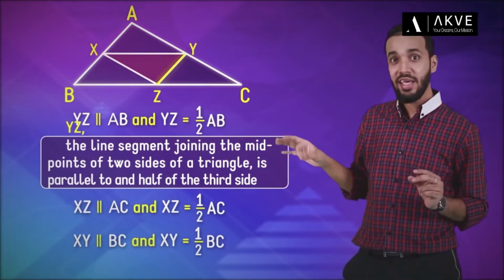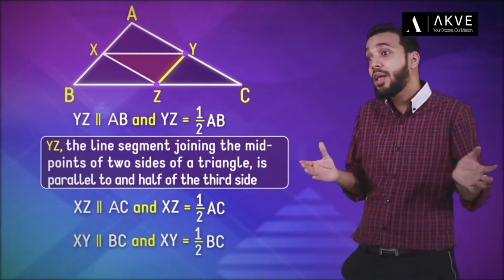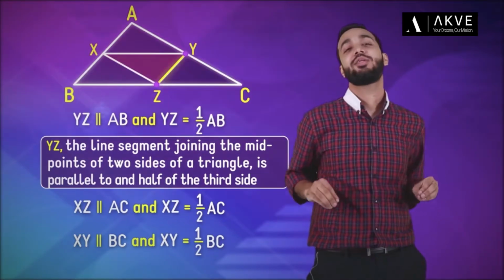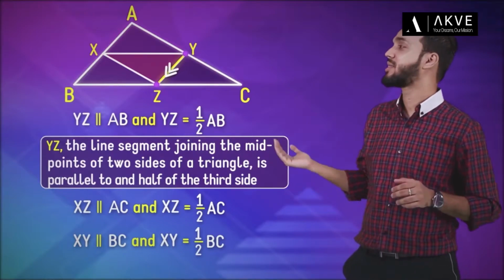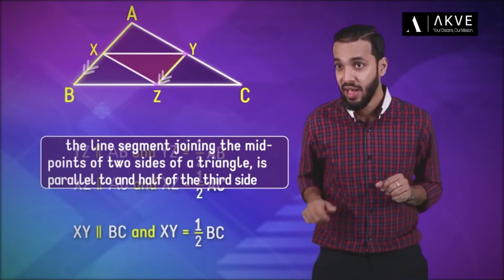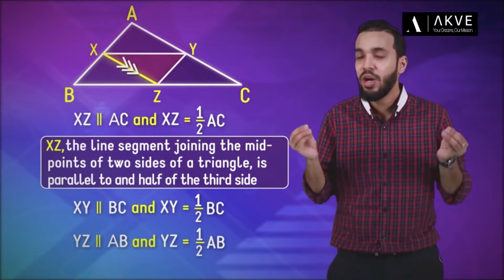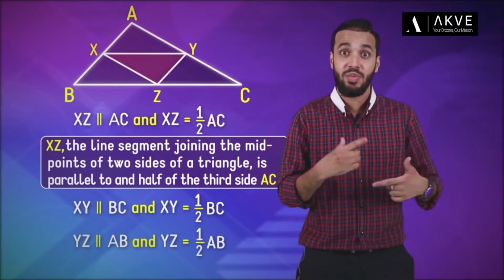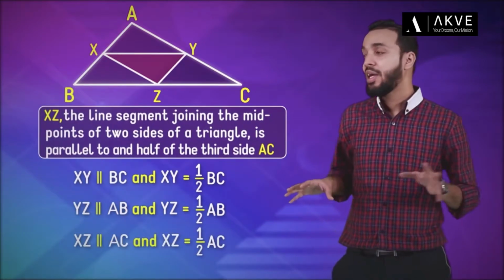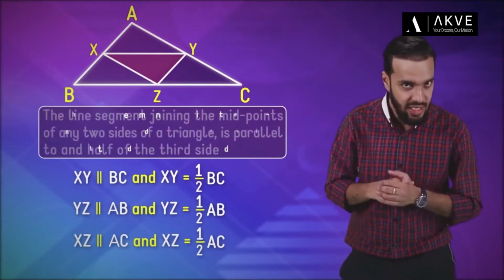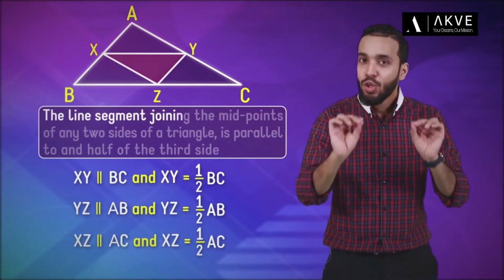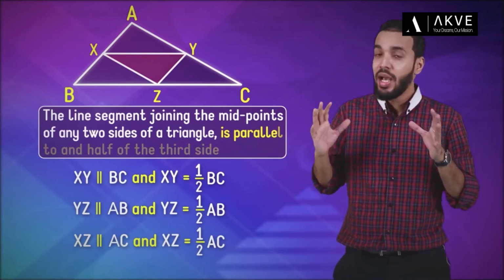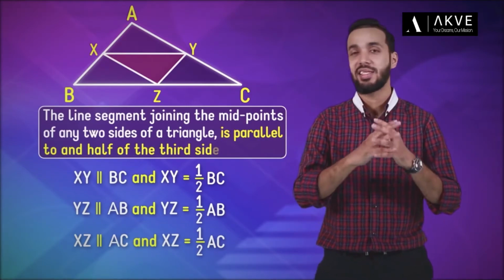Similarly, YZ, which is the line segment joining the midpoints of these two sides of the triangle ABC, is parallel to and half of the third side AB. In the same way, XZ is parallel to and half of the third side AC. So, this brings us to the conclusion that in this triangle ABC, the line segment joining the midpoints of any two sides is parallel to and half of the third side.